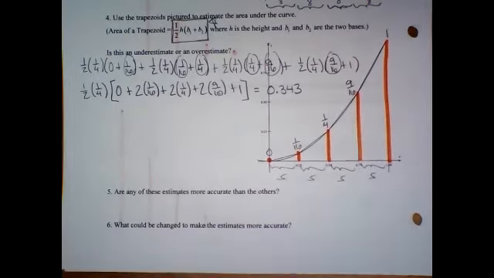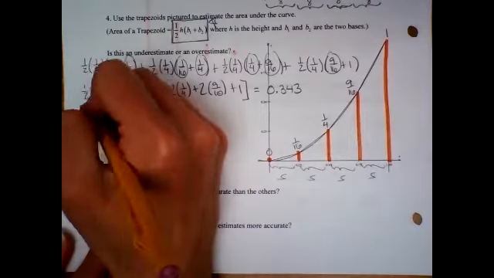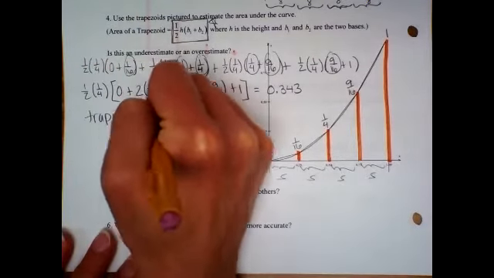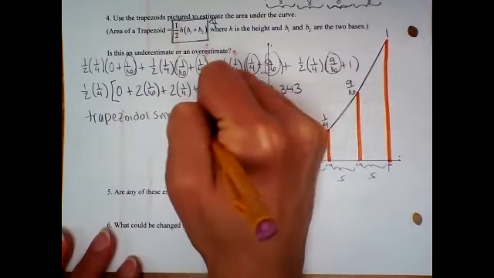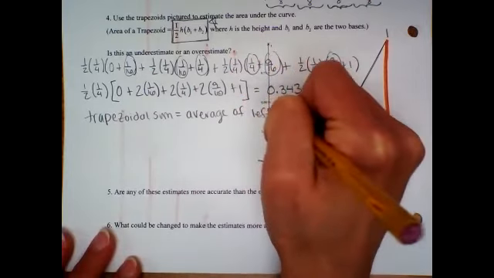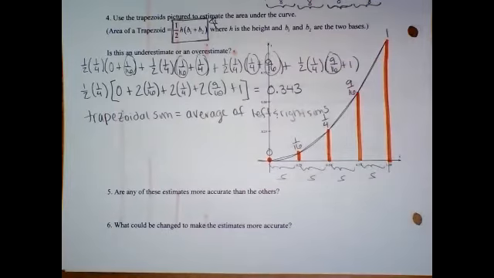Truncating. I always truncate. I don't ever round because it's just not worth it. So this is a trapezoidal sum. And it is an average of the left and right sums. I don't know why you would find the left sum, find the right sum, and then average them to do that, but just FYI, it is.